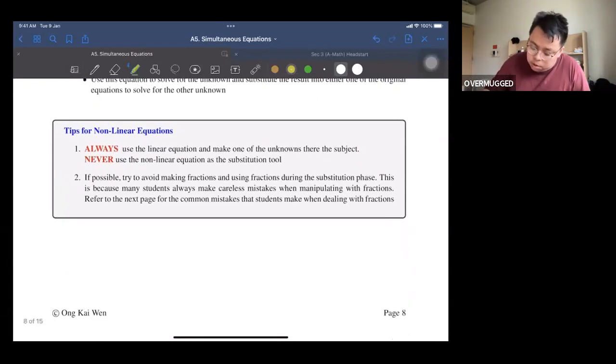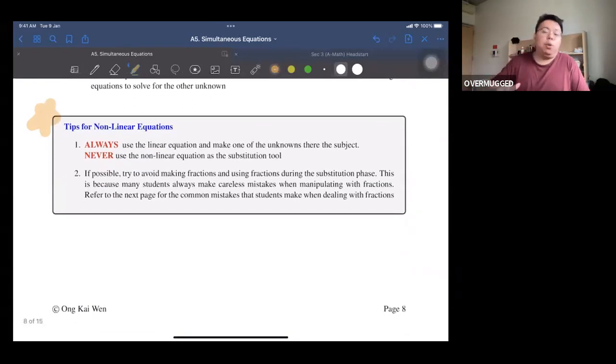Now there are some important things to take note of, which is under this tips portion. So please remember this golden rule. You always use the linear equation to do substitution. You never ever use the non-linear because it doesn't make sense. I will show you a demonstration of what this means later, but please remember to always use the easy equation and throw it in. Don't ever throw the difficult into easy. It doesn't make any sense at all.